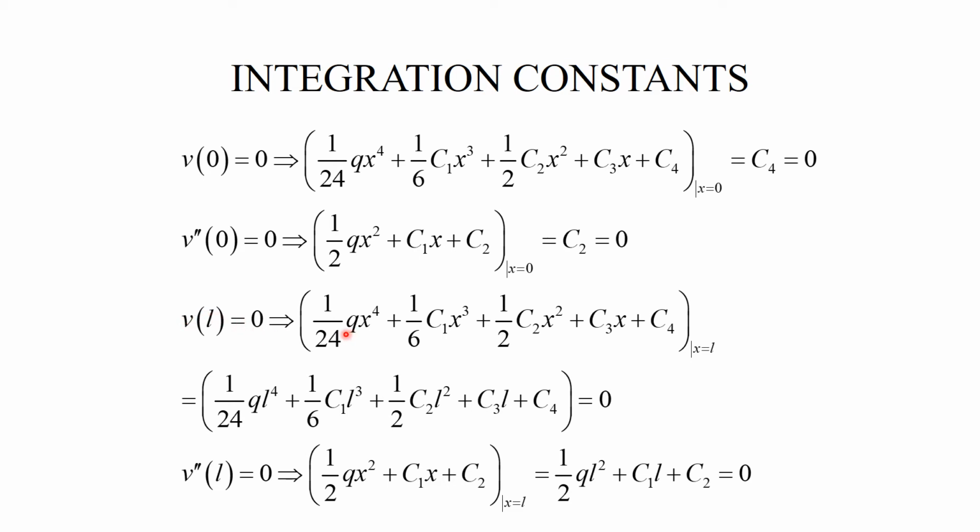V of L, that's the expression for V evaluated at x equal to L. That's what I get, and this whole thing is equal to 0. And finally, V double prime of L equal to 0. The expression for the second derivative is evaluated at x equal to L, and I obtain this equation. So I have four equations, 1, 2, 3, and 4.